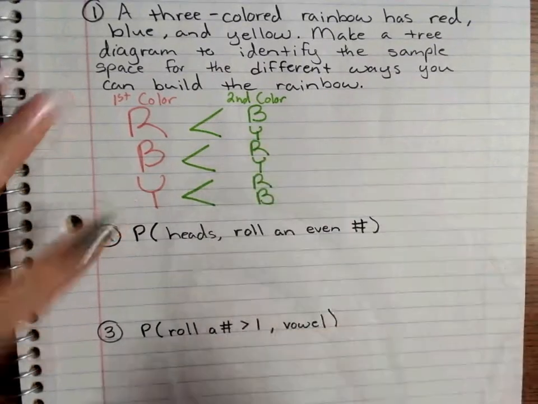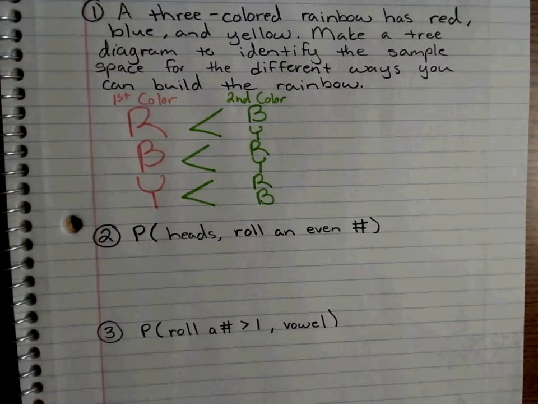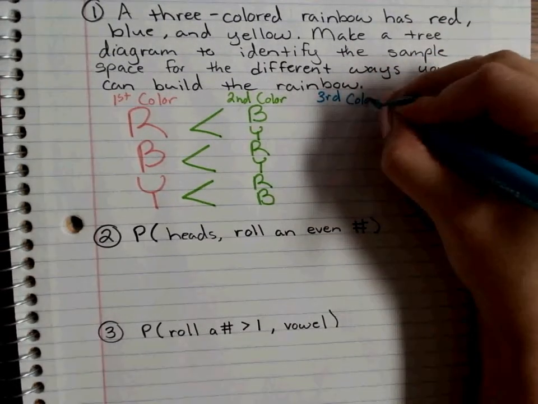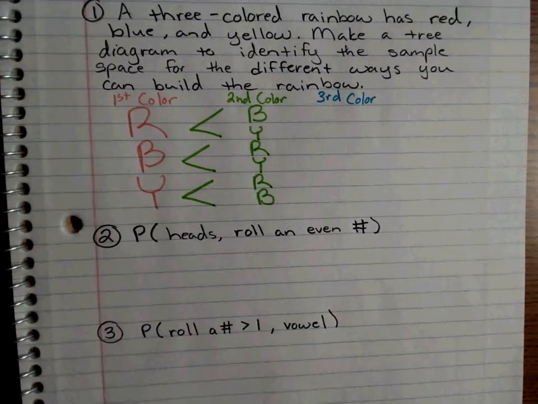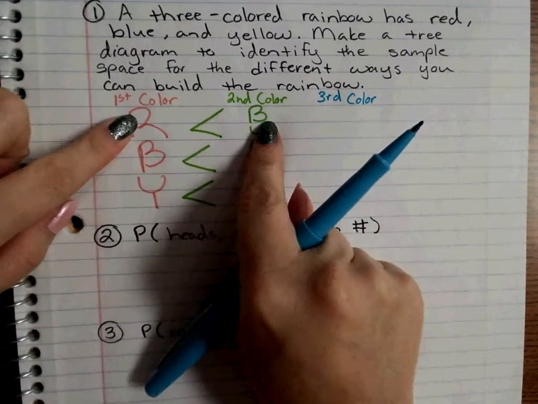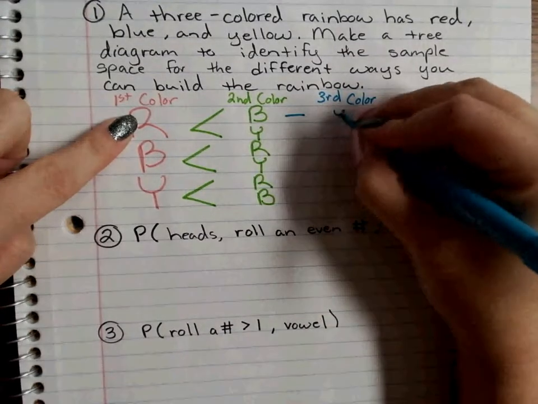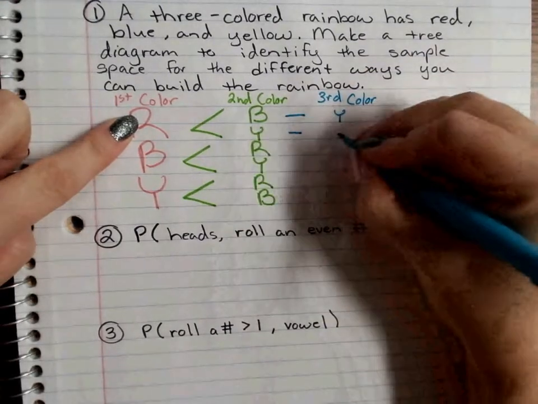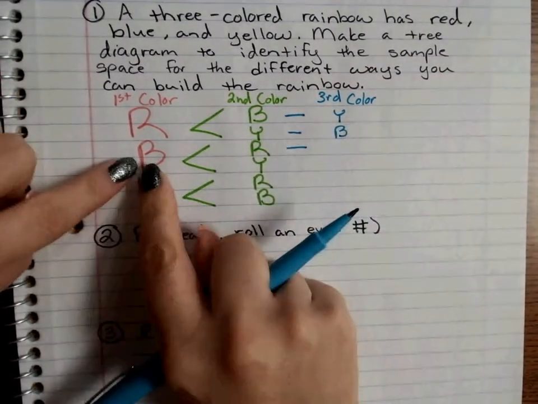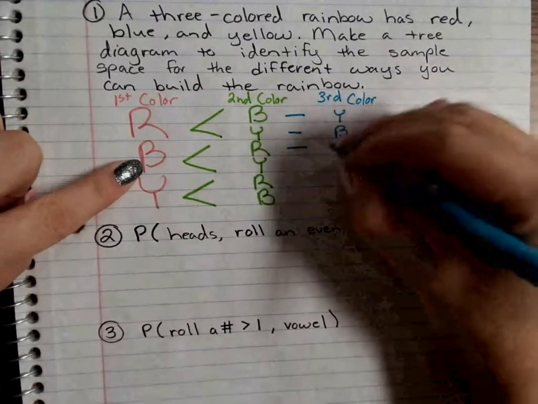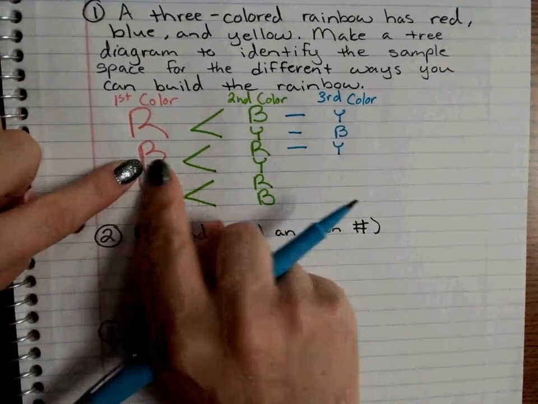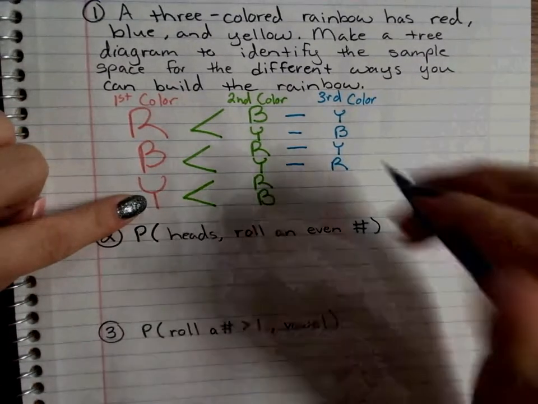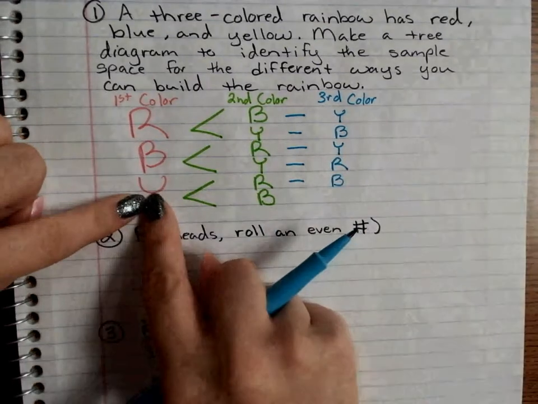Okay? Then I have to make my third color choice. So by that point, I only have 1 color remaining that I can choose from for each of them. So if I choose red and then I choose blue, the only color remaining would be yellow. If I choose red and then yellow, the only color remaining would be blue. If I choose blue and then red, the only color remaining is yellow. If I choose blue and then yellow, I only have red remaining. If I choose yellow and then red, blue is remaining. If I choose yellow and then blue, red is remaining.